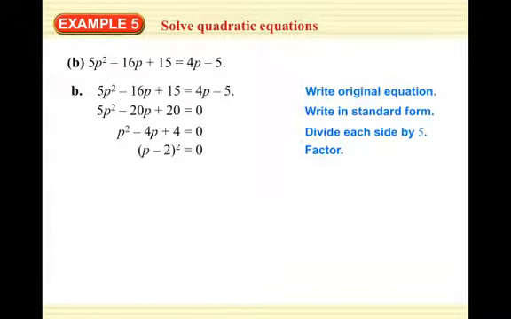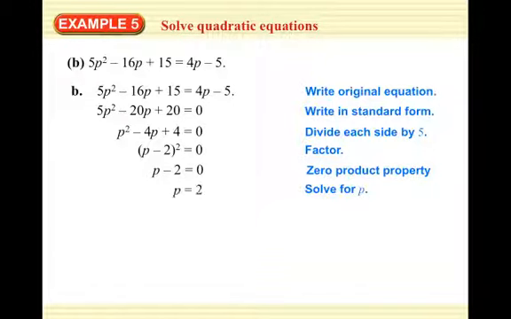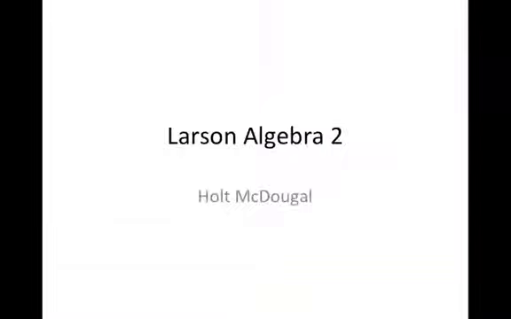And that is a perfect square trinomial where we have p minus 2 quantity squared equals 0, and so we use the zero product property and we get p minus 2 equals 0. Solve for p and we get p equals 2. Now that is one of those double zeros. Okay, so you want to make note of that. That's a double zero because it came from two factors that were identical.